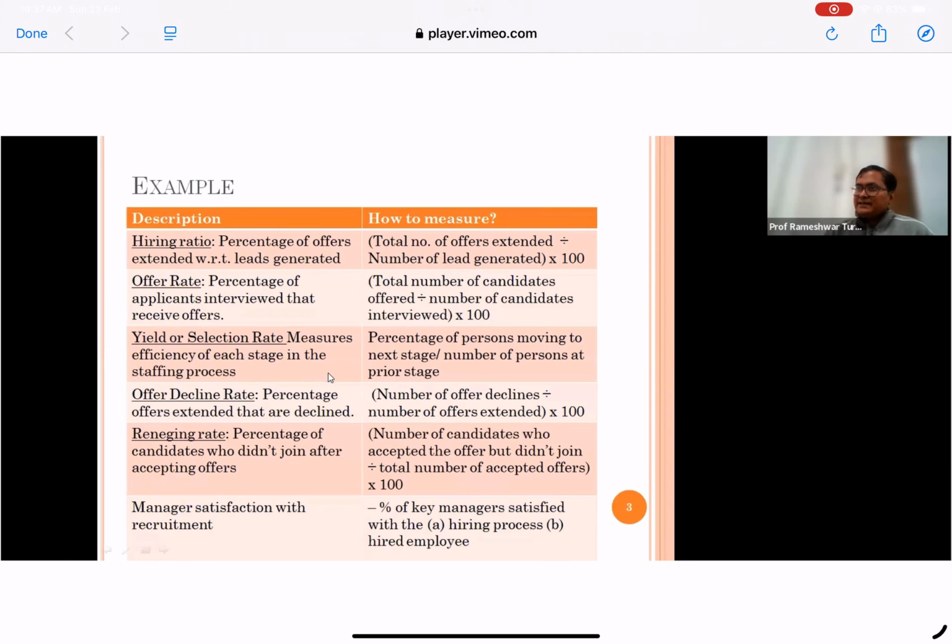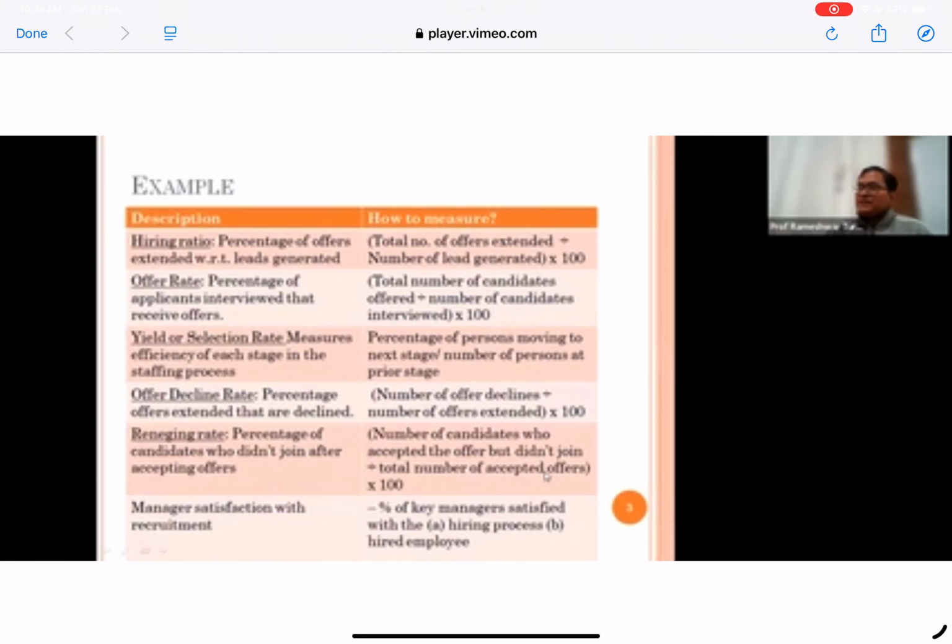That's the decline rate. Then there is something called reneging. People accept the offer but don't join the firm. What percentage? That is called the reneging percentage: the number of candidates who accepted the offer but didn't join, divided by the total number of accepted offers.